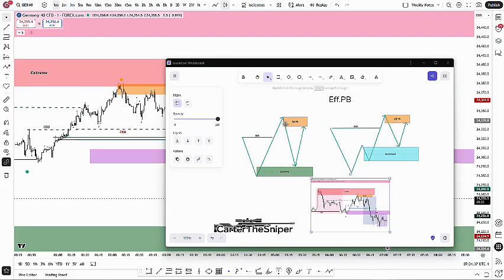Yo, today I'm going to run you through my efficiency of the pullback scenario so you can use it in your trading. Before we do this, you're going to need a few things.